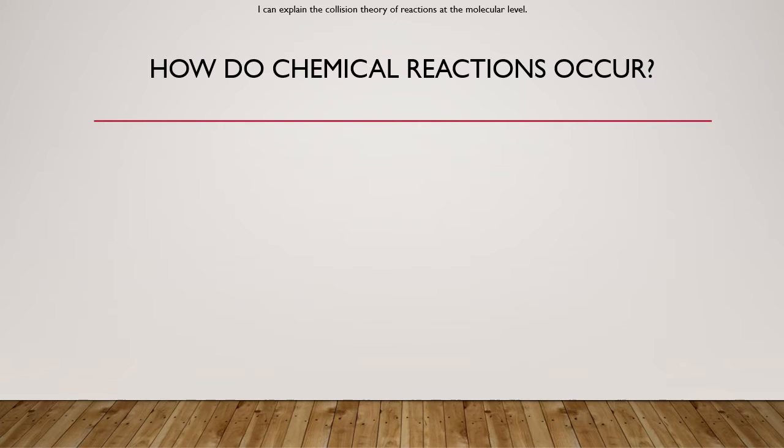So a question that we're going to ask here is, how do chemical reactions occur? In our learning so far of chemical reactions, we've simply said that a chemical reaction or a chemical change is any process where we get a new substance formed. But the question is really now, how does that actually happen? How does one substance or more than one substance turn into a new substance?